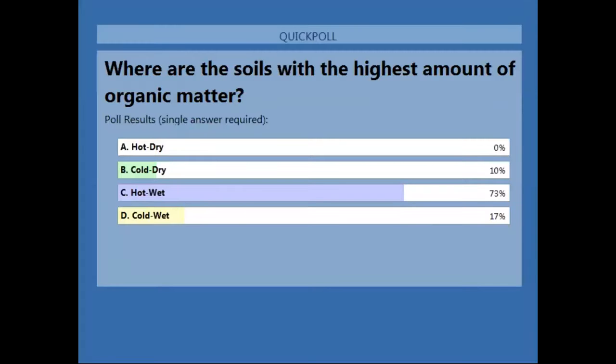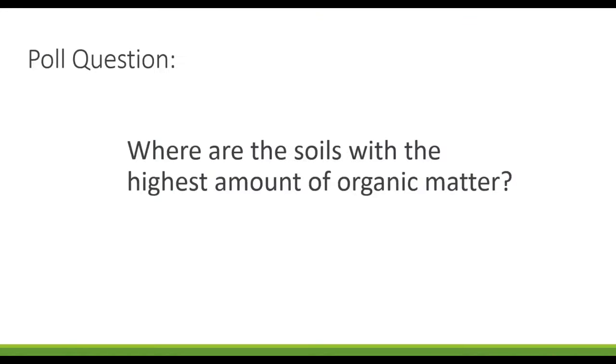So a lot of you put down what normally people do, which is hot, wet. They think that it's the tropics. But in reality, most of the organic matter that you find in the earth is in the cold, wet climate, the tundra. And if you think about it right now, there's a lot of concern over that area warming up and that organic matter actually decomposing. So the answer is the cold, wet areas. More biological activity, more growth, but the cold preserves that organic matter.